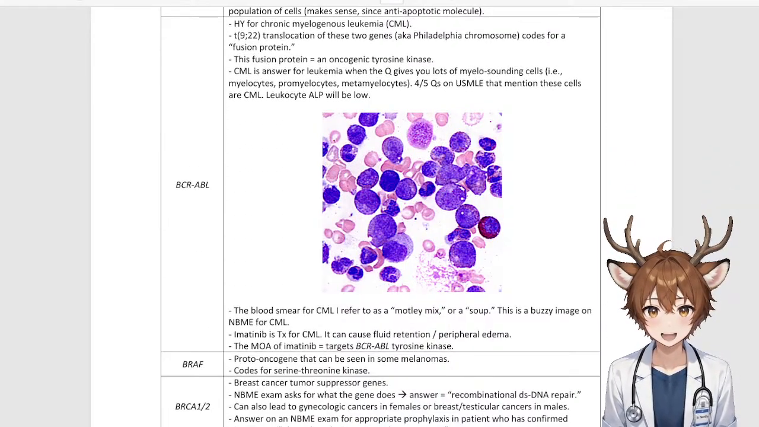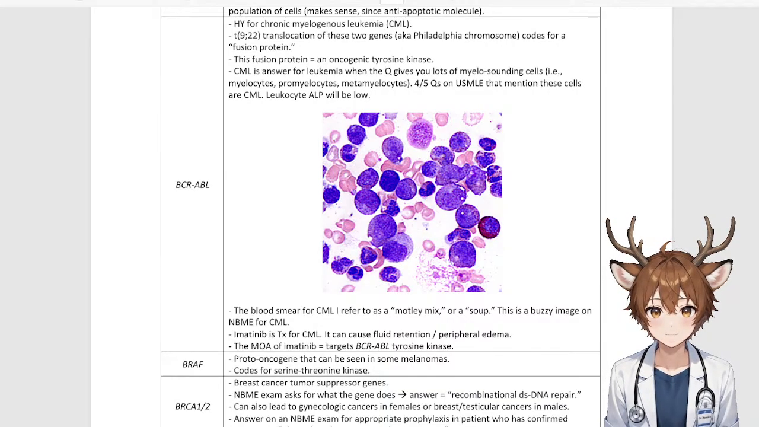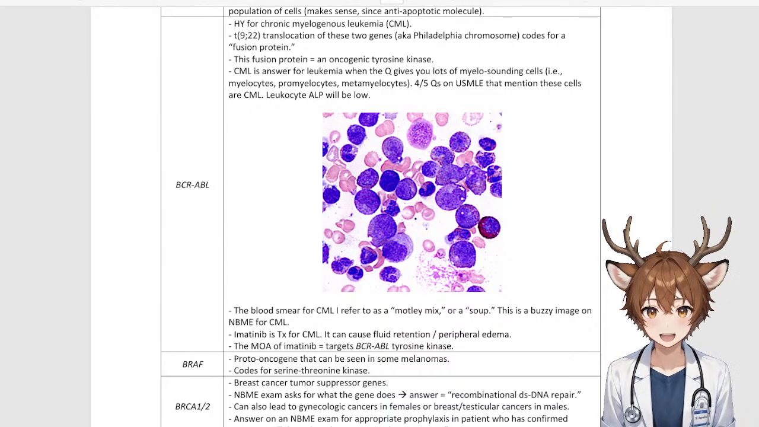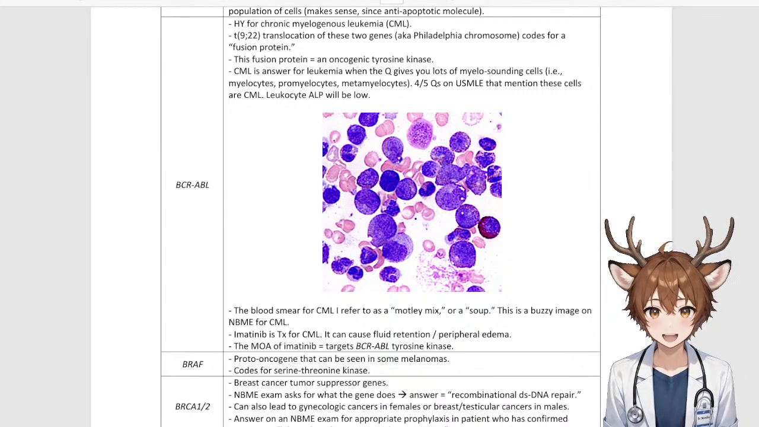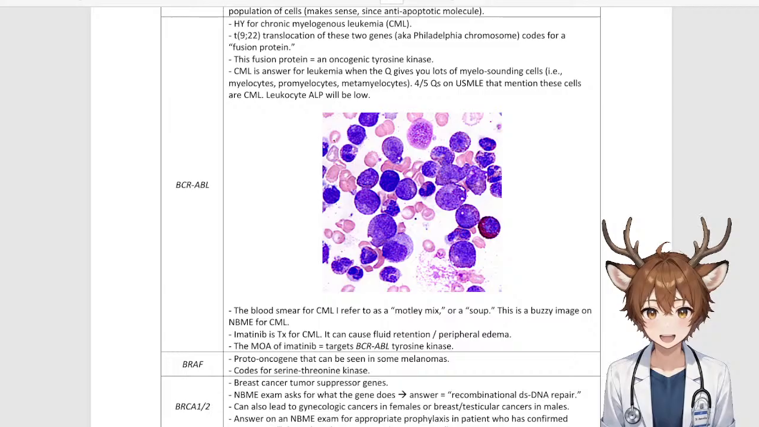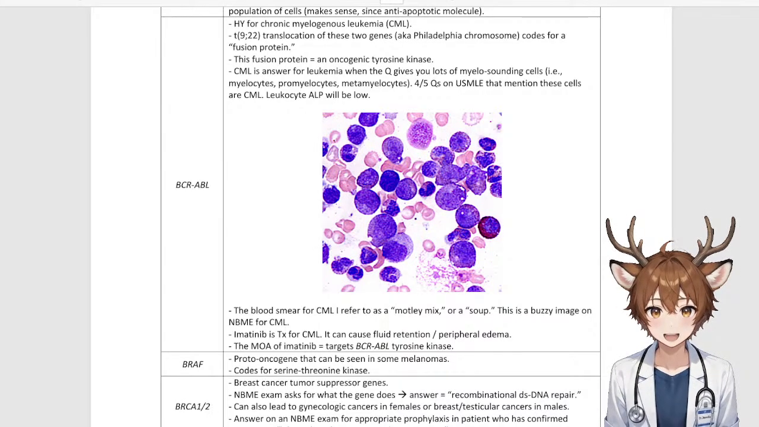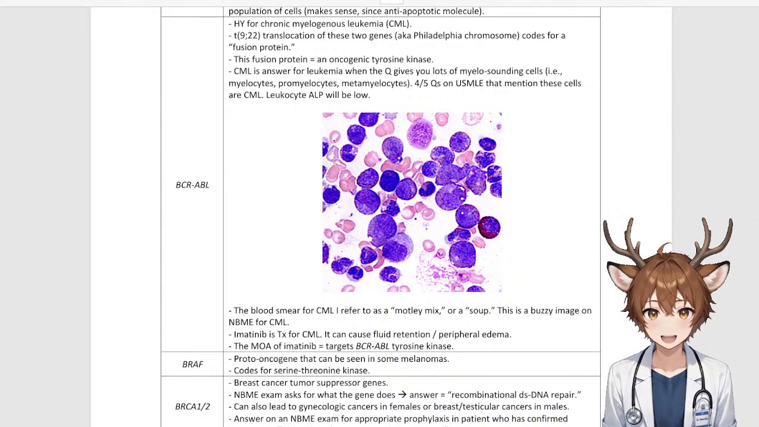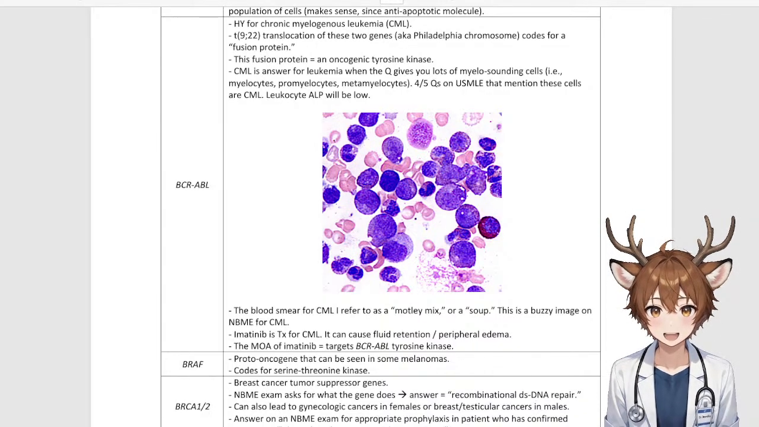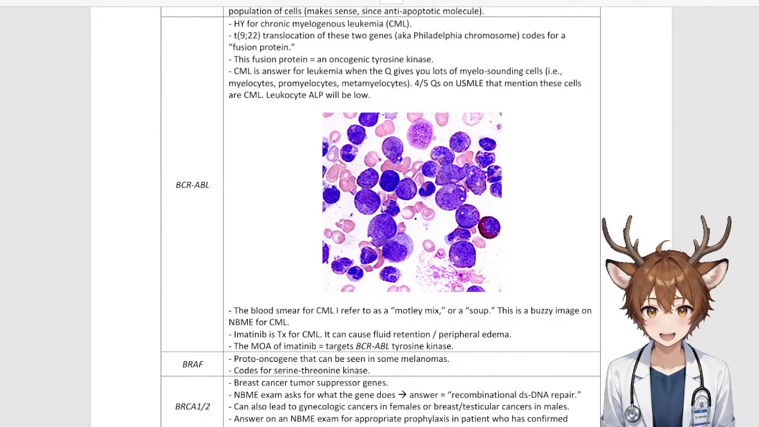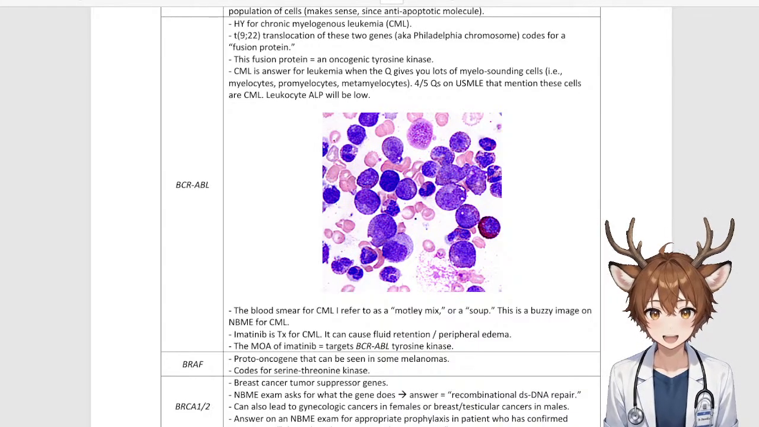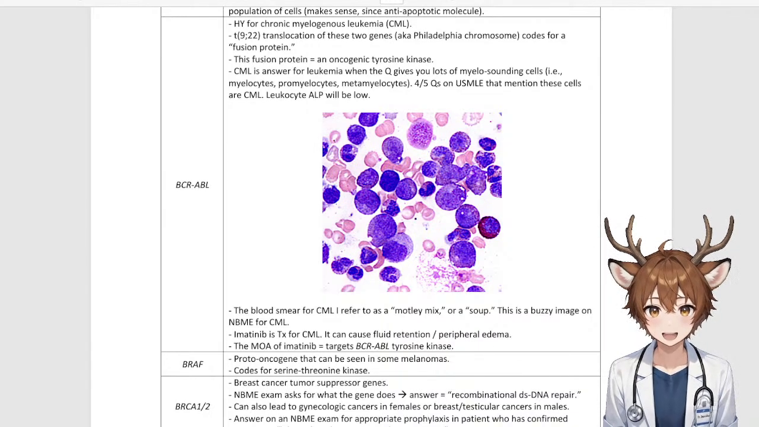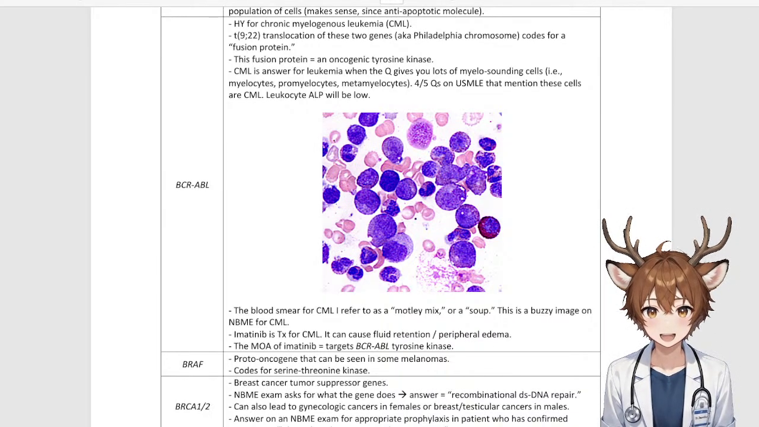Okay. BCR-ABL. High yield for chronic myelogenous leukemia, CML, t(9;22) translocation of the two genes, aka the Philadelphia chromosome, codes for a fusion protein. This fusion protein is an oncogenic tyrosine kinase. Chronic myelogenous leukemia is the answer for leukemia when the question gives you lots of myelo-sounding cells, i.e. myelocytes, promyelocytes, metamyelocytes.